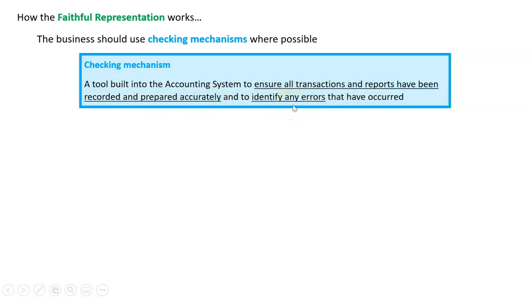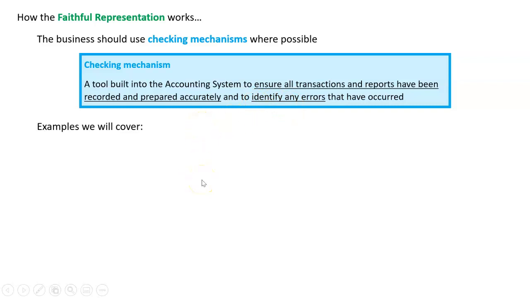So if you've done your accounting in year 11 and you do your balance sheet at the end and it balances, that's a checking mechanism. You know you've got it right. If all the things in the asset side equal liabilities plus equity. So that's one checking mechanism. We're going to look at some others.